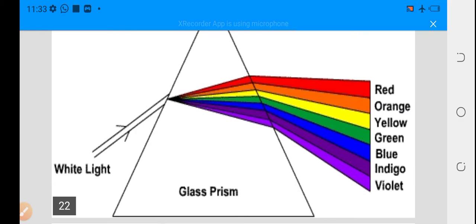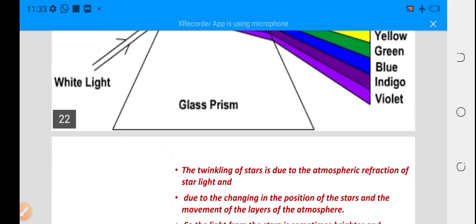You can see here white light goes into the prism. Now, in place of the prism, just imagine a water droplet. After the light enters the water droplet, it goes through multiple reflections. Then it forms multicolors, which is called the rainbow.